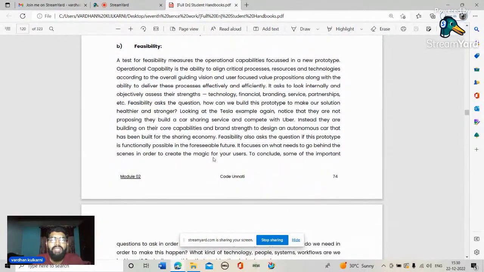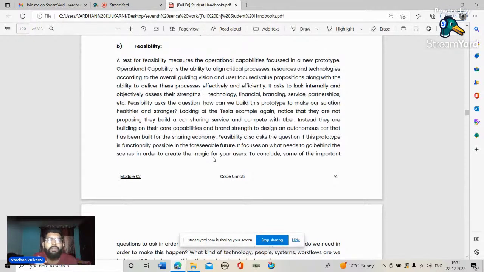Looking at Tesla as an example again, notice that they are not pursuing building a car and sharing services and competing with Uber. Instead they are building on their own core capabilities, like brand strength, to design autonomous cars that would help build for the sharing economy, right? So feasibility can also ask questions like, is this prototype functionally possible in the foreseeable future?